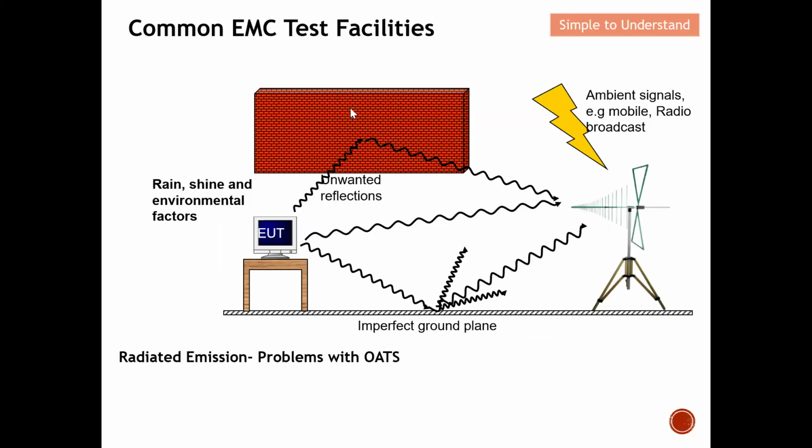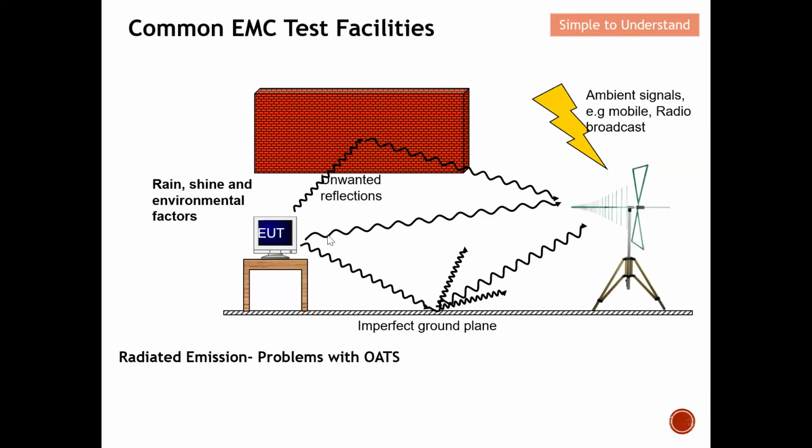Next, what is the big issue of this open area test site? As I mentioned earlier on, you probably have some wall. The signal can be reflected by this wall and then finally reach the antenna. What we want is the direct line of sight of radiation from your EUT to reach the antenna. However, because of the open area test site, your monitor, for example, can radiate out, hit the wall and actually be picked up by the antenna. This is actually unwanted reflection as illustrated over here. The one that we actually want is directly from the EUT all the way to the antenna.